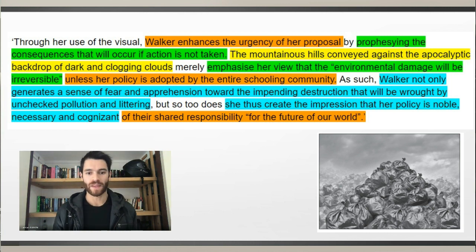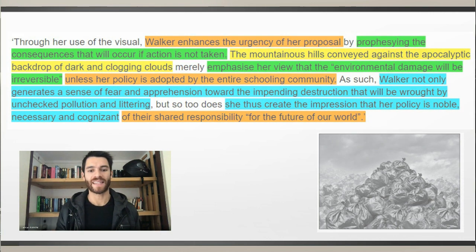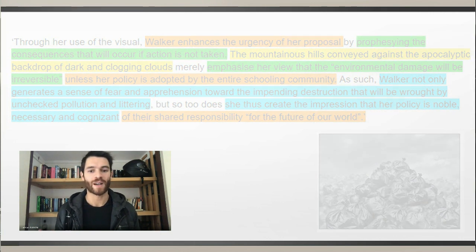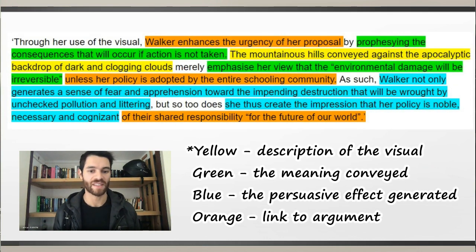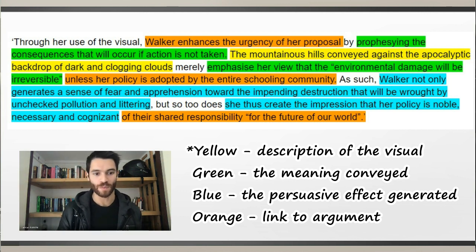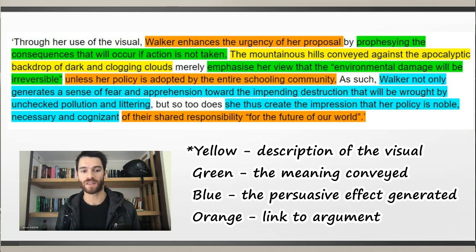So there you go. There is even some persuasive written language included in this sample. But the main thing is that I didn't spend a lot of time describing the visual. Yeah, the description of the visual is only half a sentence, which I've highlighted in yellow. But what I focused on were those questions. What does it convey, which is highlighted in green? What persuasive effect does the author generate, which is in blue? And how does it support the argument, which is in orange?